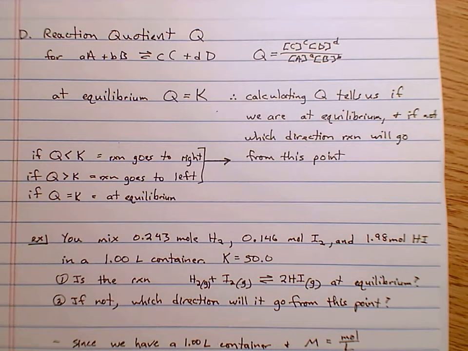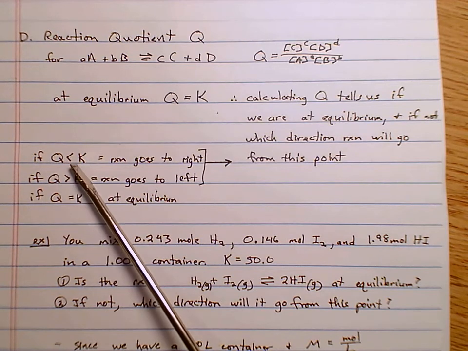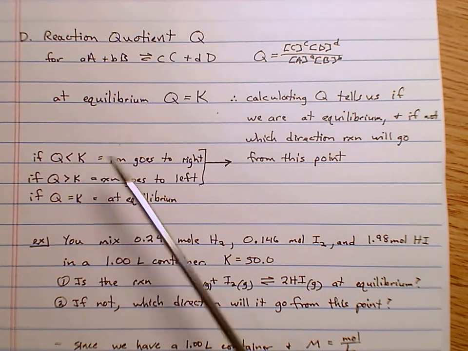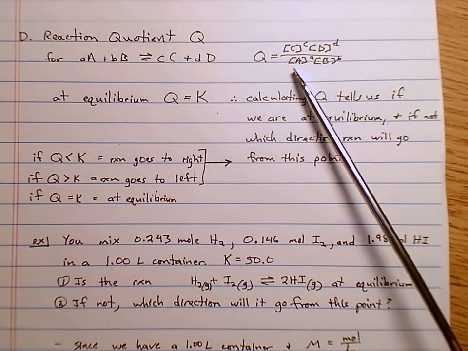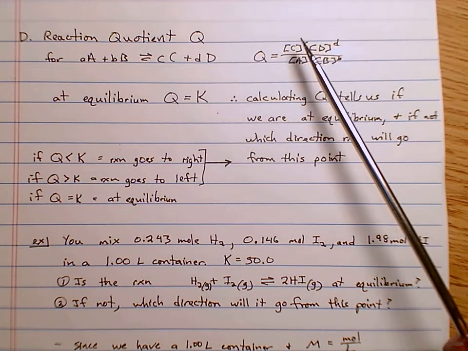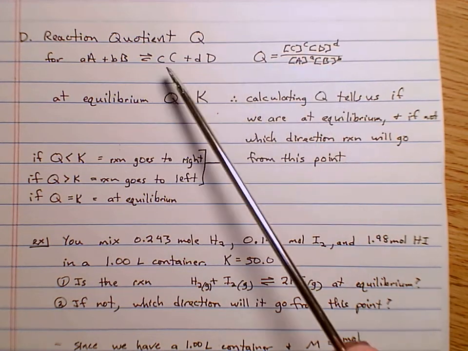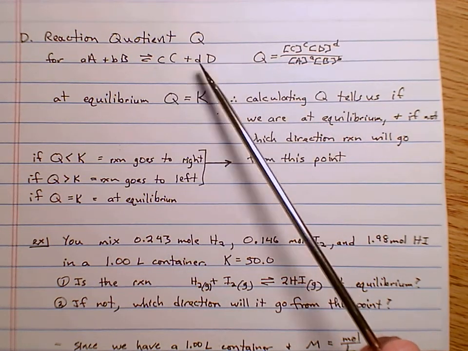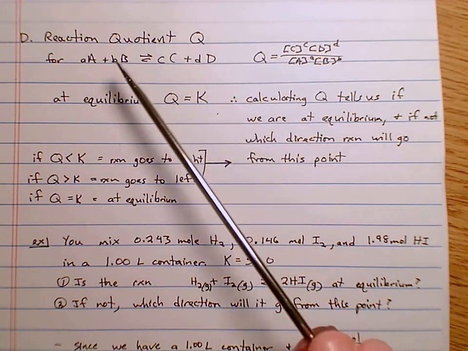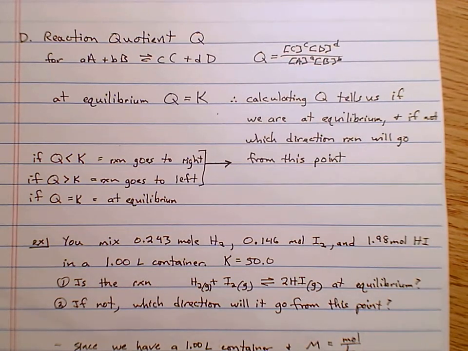But what if Q does not equal K? What if you do your calculations and you find Q is less than K? In that situation, our concentrations are off from equilibrium, and since Q is smaller than K, the concentrations of C and D are smaller than they should be. Since they're the products, to reach equilibrium this reaction must move towards the right from where it is, to get more C and D, to make the numerator bigger, to make Q larger.